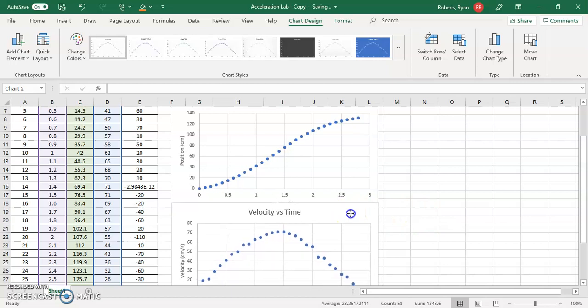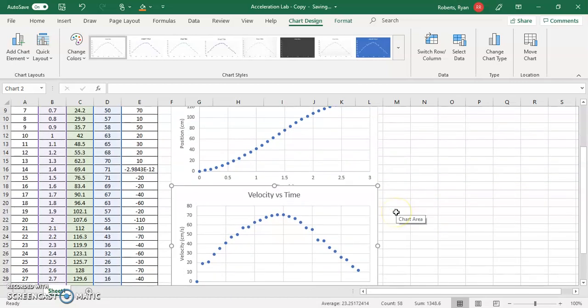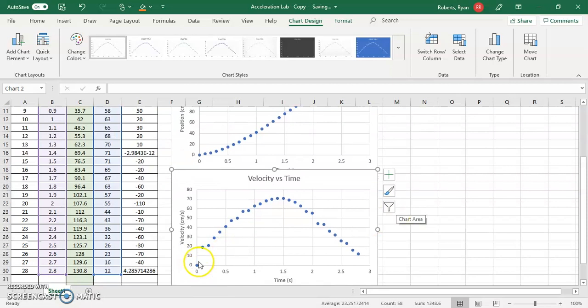Looking at the velocity graph, we're starting at 0, and then we're increasing our velocity up until about 1.4, 1.5 seconds. You might have a slightly wider, flat section here, which is okay. And then after, for me, about 1.5 seconds, it looks like it's going all the way back down. So we have a period of increasing speed, then decreasing speed.